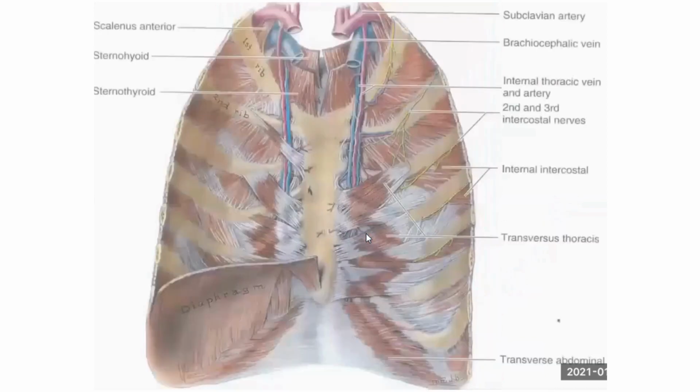Next, once you cut open the sternum, inside there is a muscle. The muscle is transversus thoracis. Now you see this is the sternum on the inner surface.